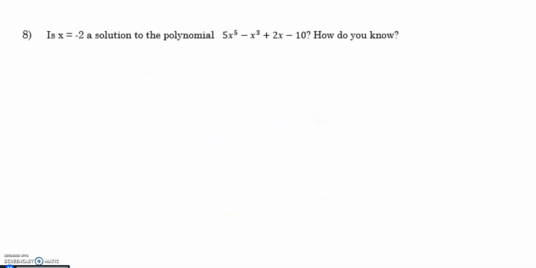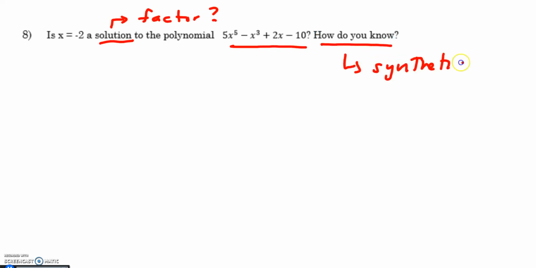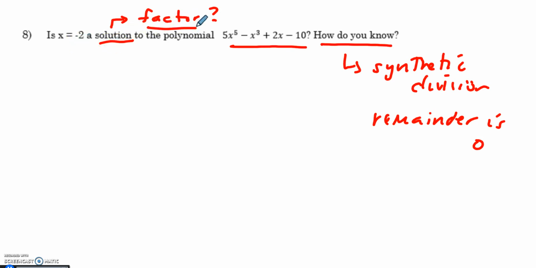Number 8 asks, is x equals negative 2 a solution to the polynomial, and how do you know? Well, a solution is another name for an x-intercept or a root, or you can even think, is it a factor of this polynomial? And what you could do, one way, is you could do synthetic division to see if your remainder is 0. If your remainder is 0, then x equals negative 2 must be a solution because it's initially a factor. So let's try it.